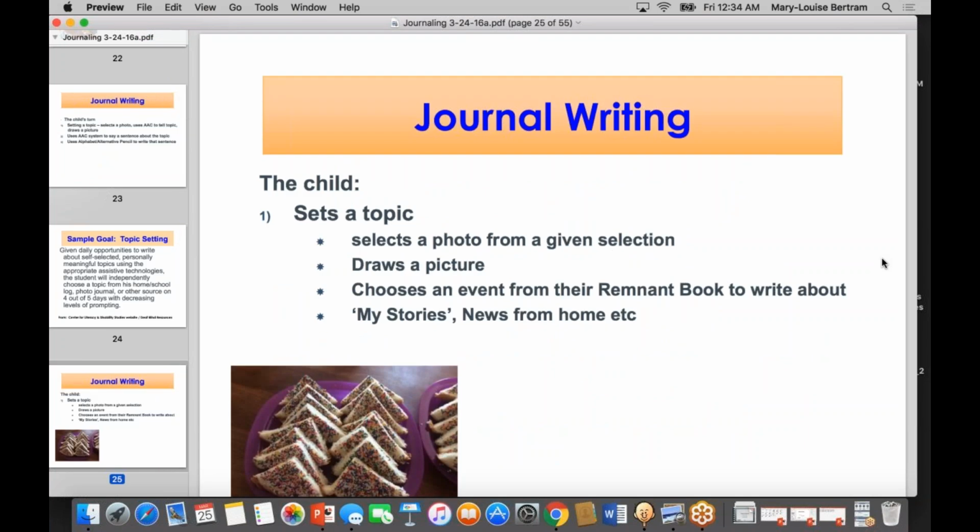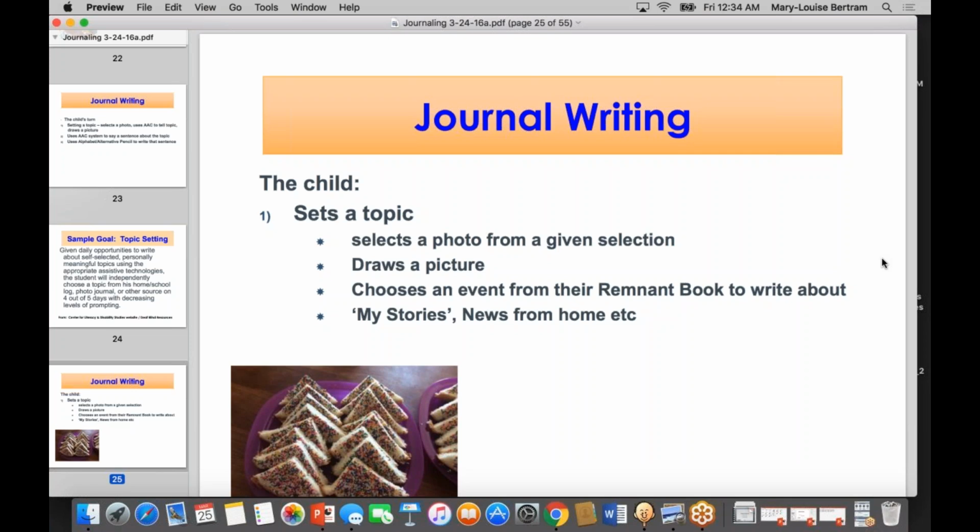So here we go, this is a variation on a theme that we had last year. The child selected a topic, so the child can draw a picture, or like we talked about, get someone else to draw a picture. They can select a photo, choose an event from their remnant books. They might be flicking through their remnant book and pointing to that one: oh, yes, I want to write about that.